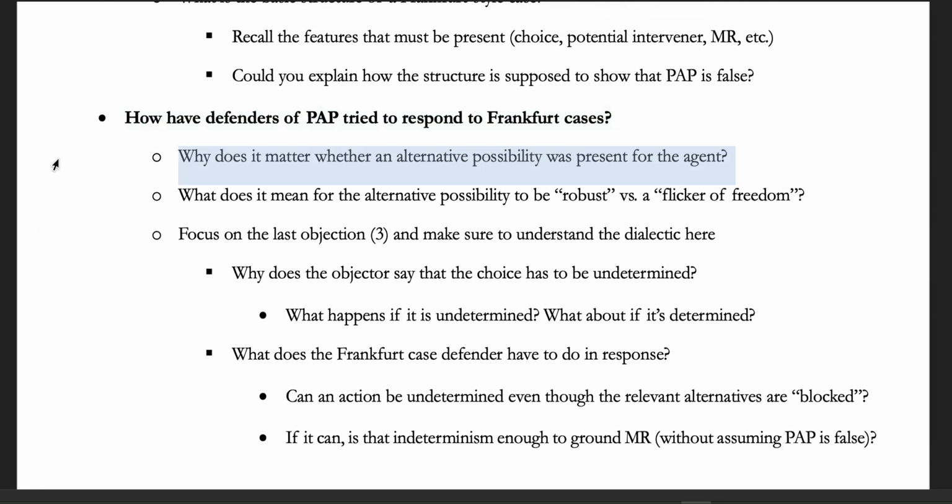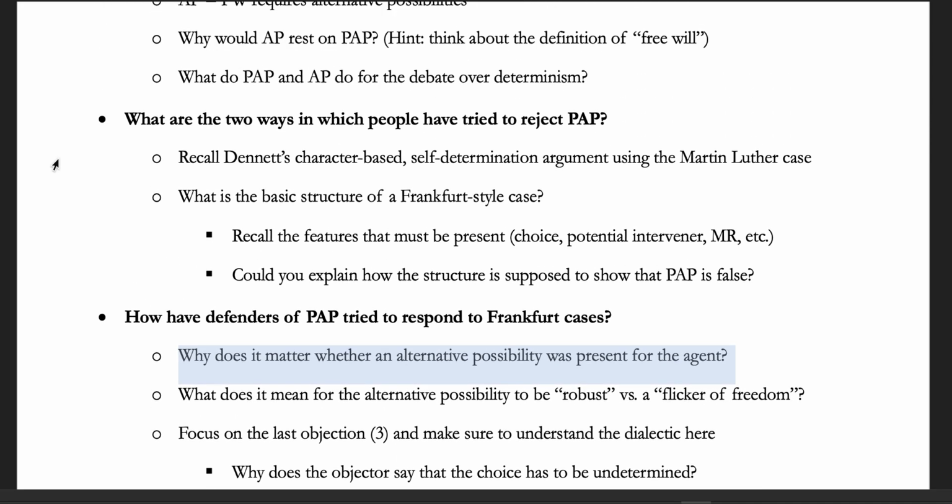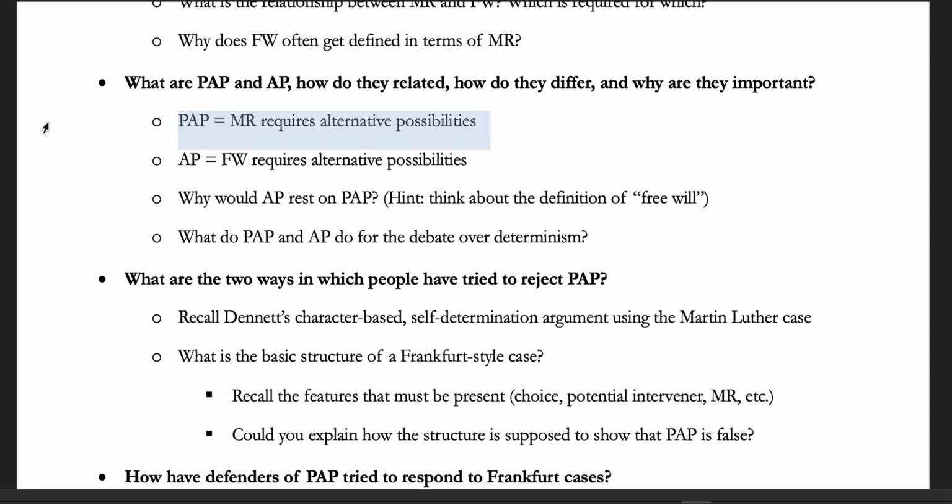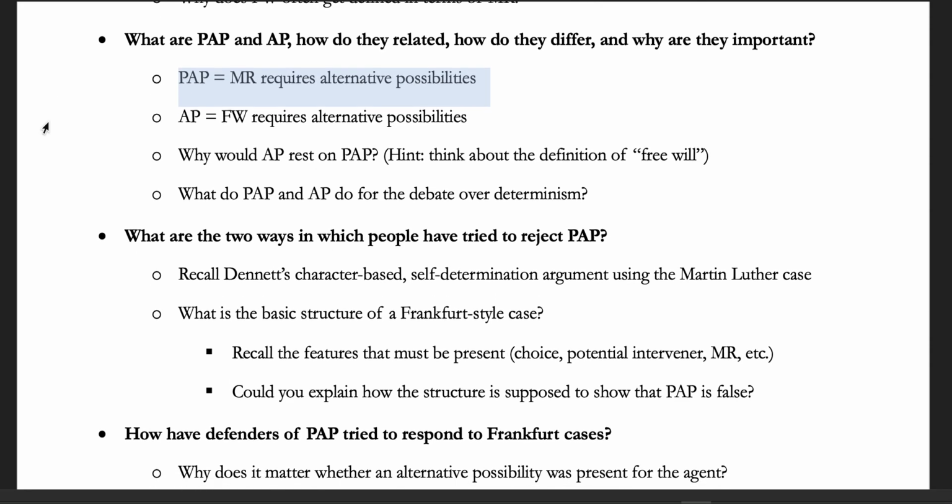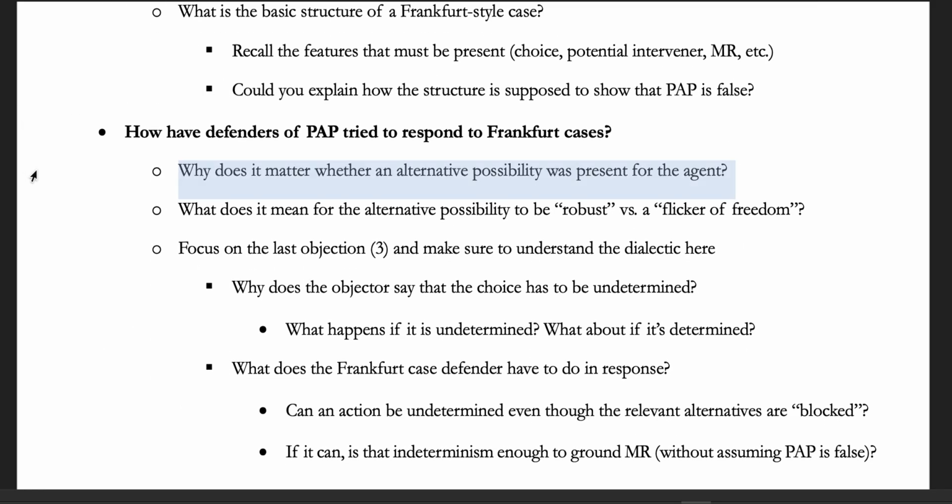Okay. So why does it matter whether an alternative possibility was present? Why does it matter whether the agent could have done otherwise? Well, because Frankfurt cases are supposed to show that this is false. They're supposed to show that someone's responsible, but they couldn't do otherwise. And so this would be false. Right? So why are the people fighting over whether there's an alternative possibility there? That's why. Because Frankfurt cases are supposed to destroy PAP. And they destroy PAP only if the person's responsible and there was no alternative. And so that's why it matters whether there's an alternative.